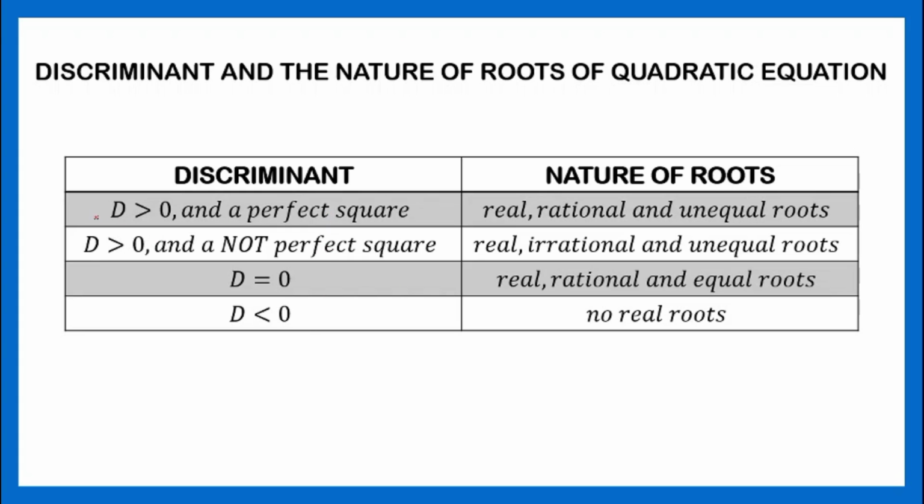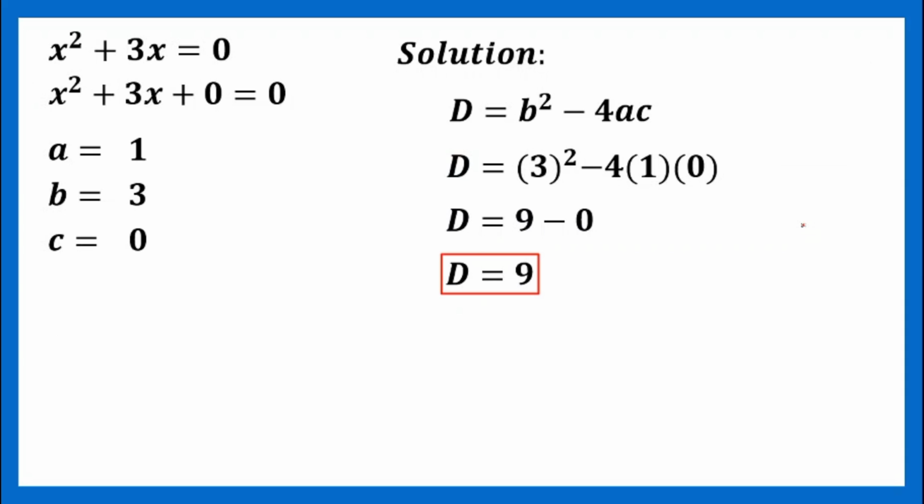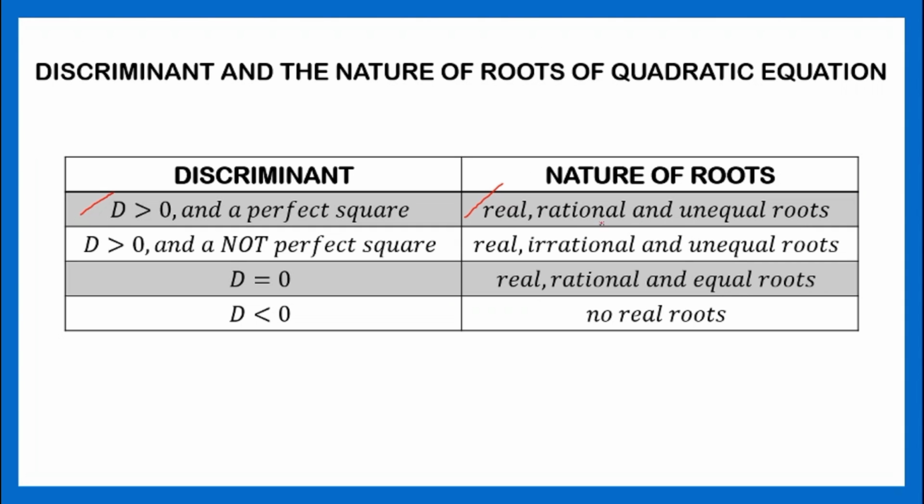Ang sagot natin kanina ay ito. D is greater than 0 and a perfect square kasi ang discriminant natin ay 9. So, dito siya nagfo-fall. So, ibig sabihin, we can describe ang nature ng roots ay ito rin: real, rational, and unequal. So, ilalagay mo lang ito doon sa naging sagot mo sa discriminant, real, rational, and unequal roots.